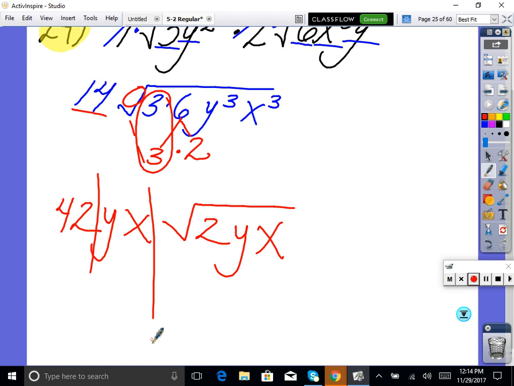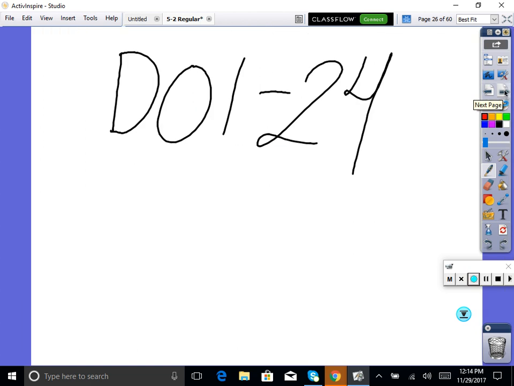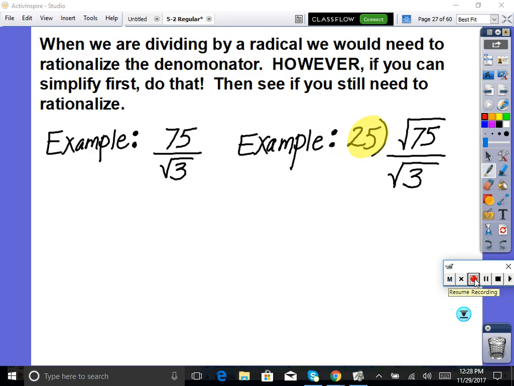So hopefully, once again, this is not new to us. It's just now a little bit more advanced than last time. Just remember that you're pulling out an x for those 2 x's. We're pulling out groups of 2. Okay, do 1 through 24 on that page. I'm going to give you some time to do that. There are times when we won't have to.